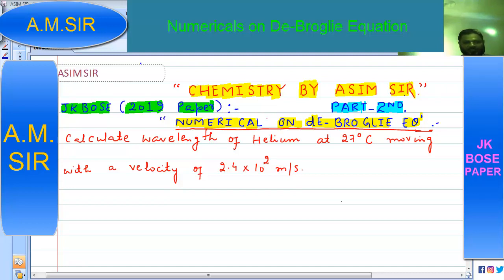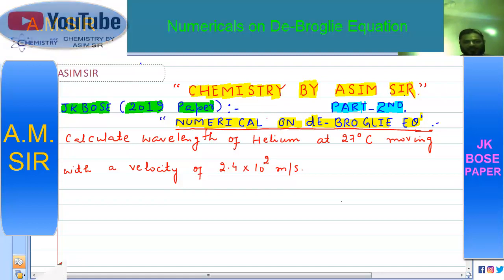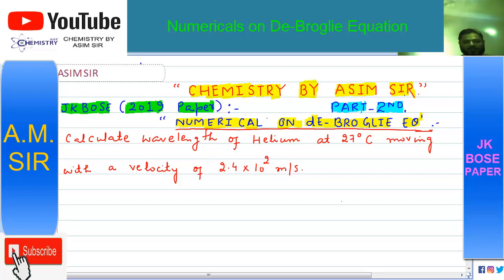Numericals based on de Broglie's equation which were asked in the JK Bose 2019 paper of class 11th. So today we are discussing some numericals in this short video, which were asked in different series of the said paper. Okay, so let us start with the first question which was asked in the said paper.